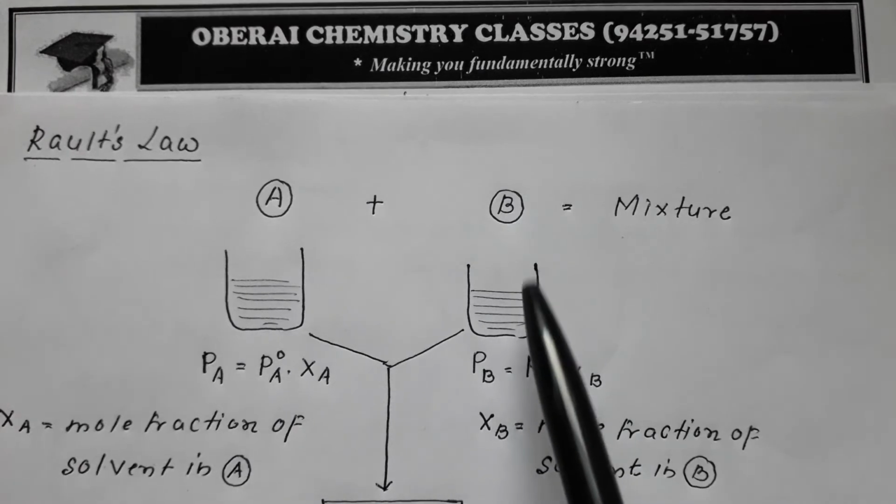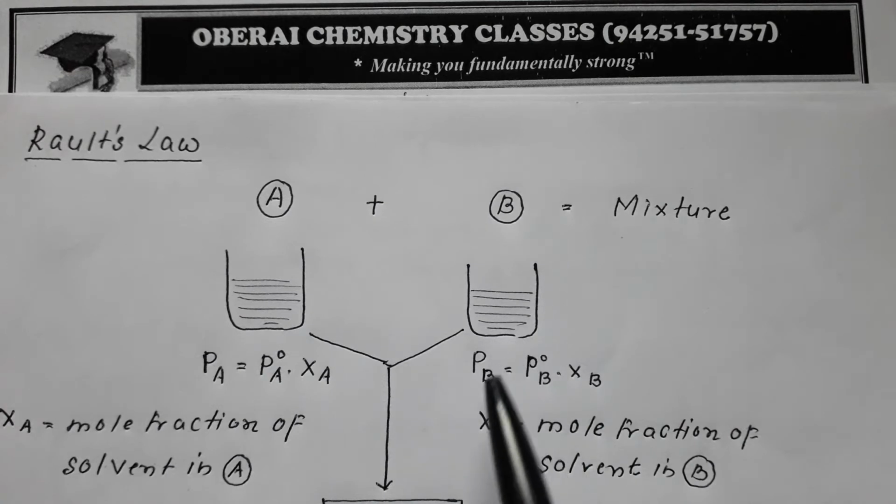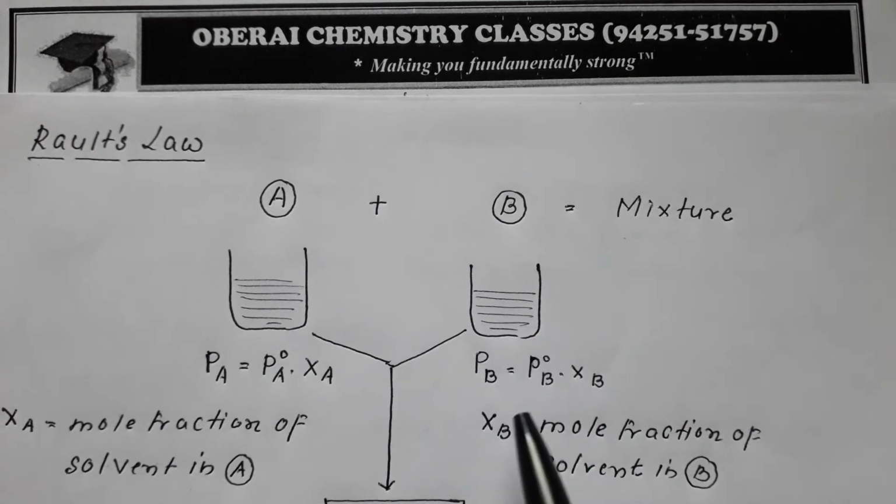Now, for solution B, the vapor pressure is PB, equal to P0B into XB. What is PB? It is the vapor pressure of solution B. What is P0B? It is the vapor pressure of solvent in B. And very important to note, XB is the mole fraction of solvent in B. XA is the mole fraction of solvent in A, XB is the mole fraction of solvent in B.